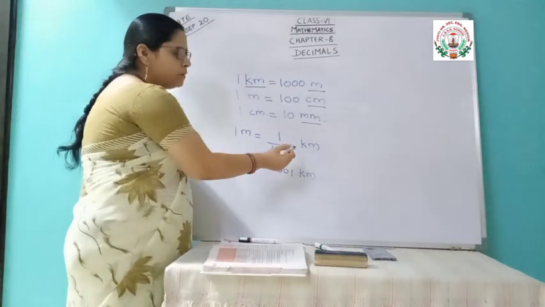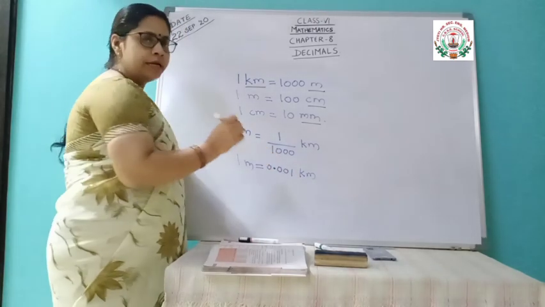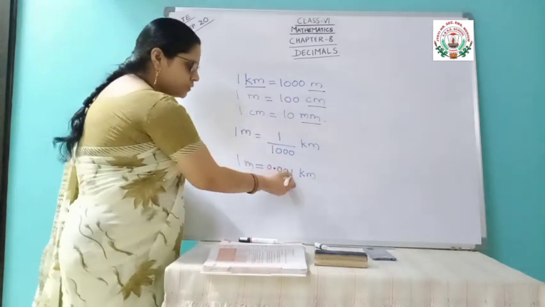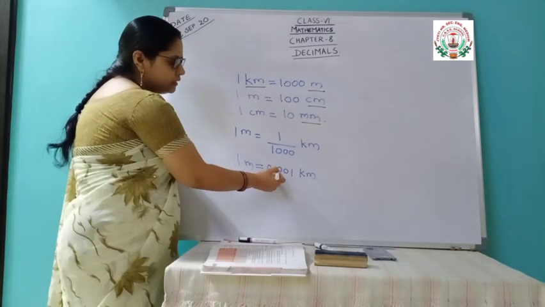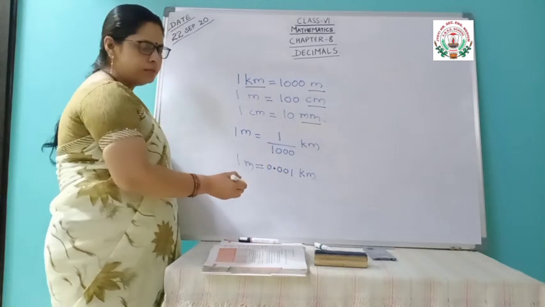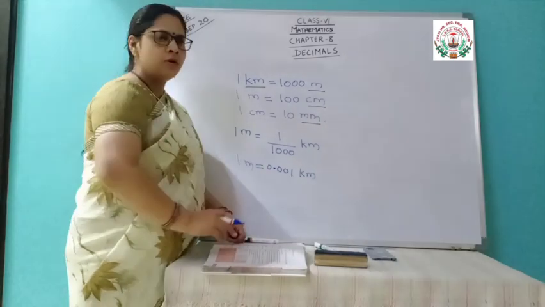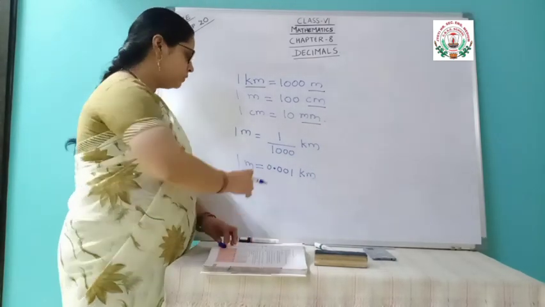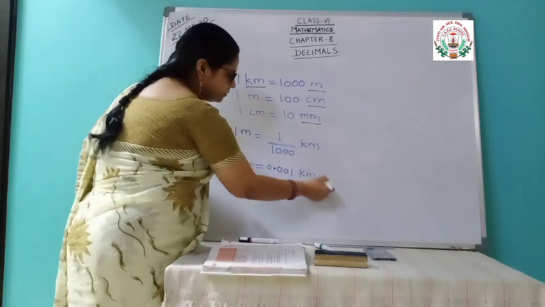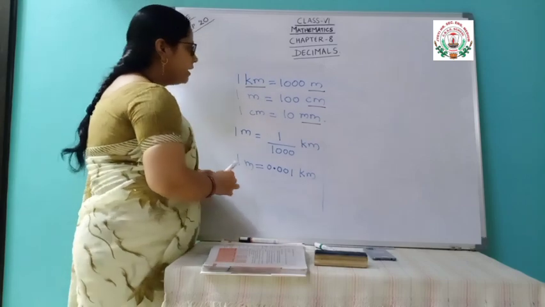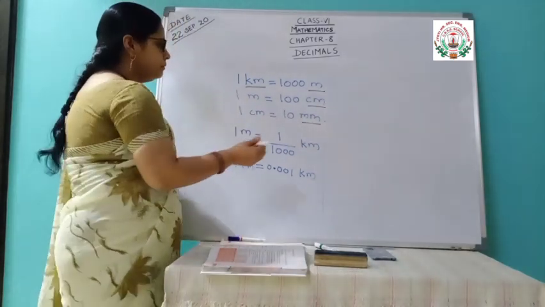3 zeros are there, which means the decimal comes before 3 digits. The 1 is also a digit, so that is the first, second and third digit, and the decimal comes before those. Earlier I told you a number will not start from the decimal, so we put a 0 in front. This is one conversion. Again, if I ask you, 1 centimeter is equal to how many meters?